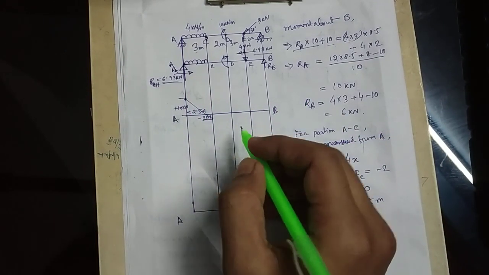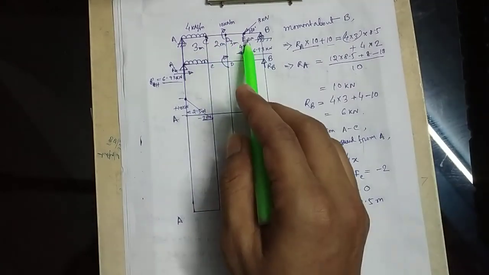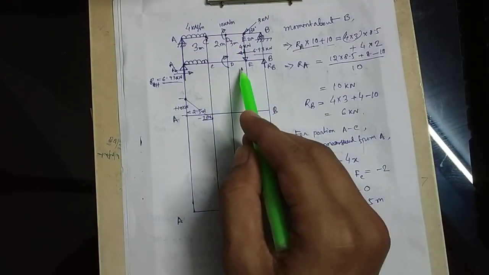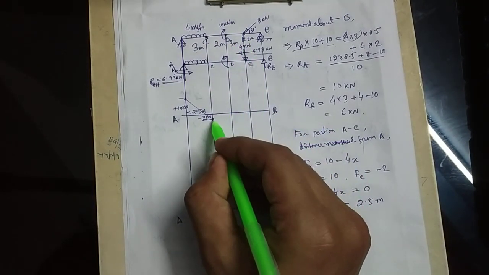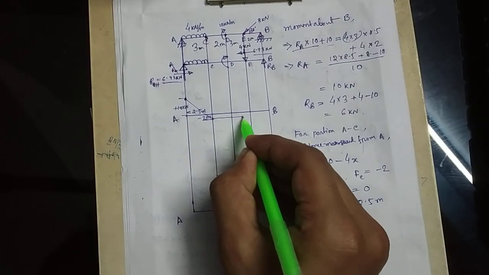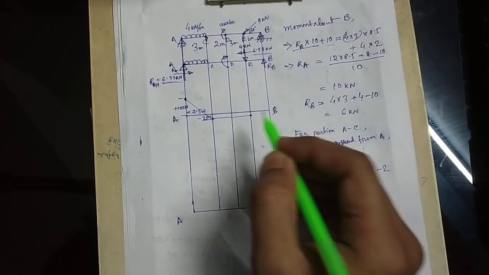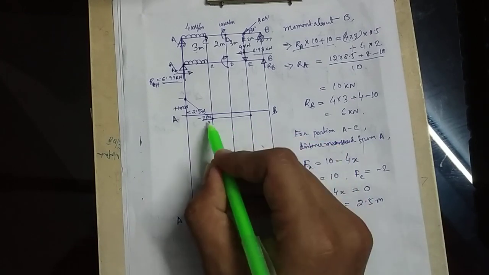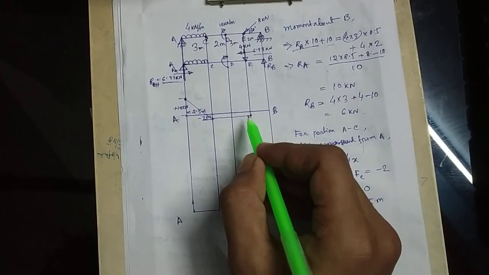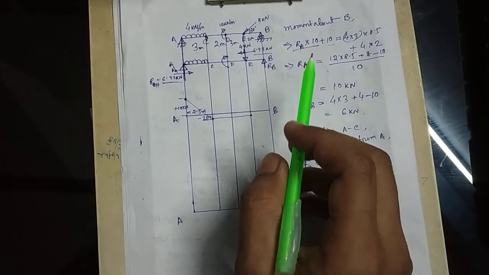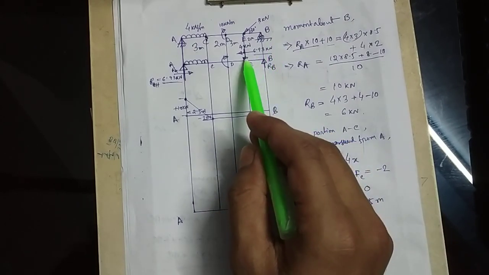Now there is no load from C up to E. So from here up to E, the shear force remains minus 2 kN, and then there is a 4 kN load.